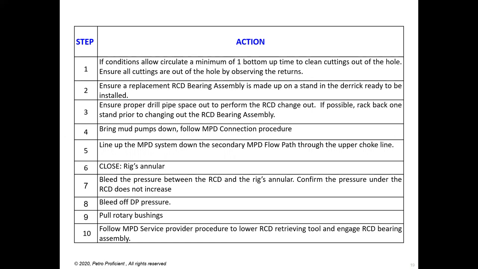Then ensure a replacement bearing assembly is made up on a stand in the derrick, ready to be installed. So the replacement bearing assembly is always there, but it needs to be made up on a stand in your derrick, ready to just run and install. Basically, you pull out the old one and run in the new one. Ensure proper drill pipe space-out to perform the RCD change out. If possible, rack back one stand prior to changing the RCD bearing assembly.